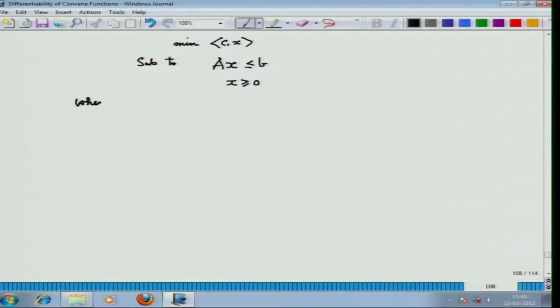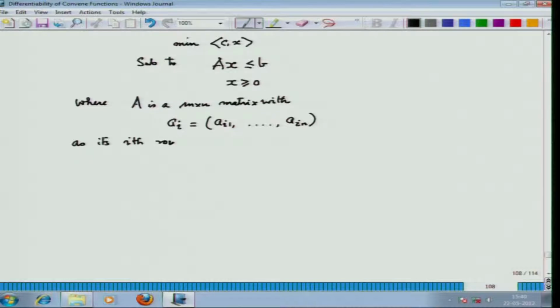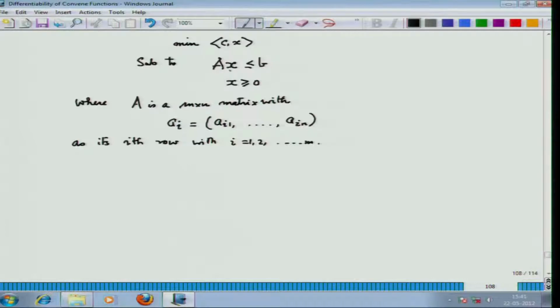where A is an m cross n matrix with ai equal to ai1 through ain as its ith row, with i varying from 1 to m. Now, there is an important question. What do I mean by these signs? These signs mean component-wise greater than or lesser than. So, Ax is a vector, A taking a vector in Rn to Rm. So, that is why it is an m cross n matrix, and b is an element in Rm. So, this b.